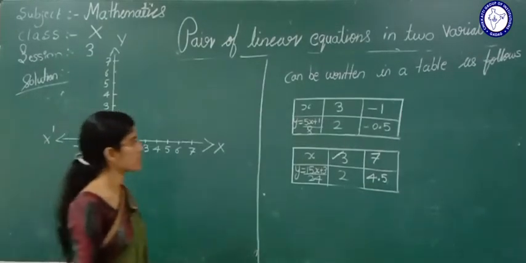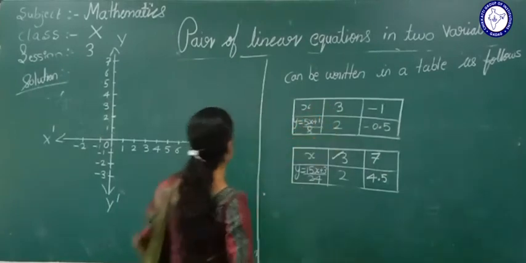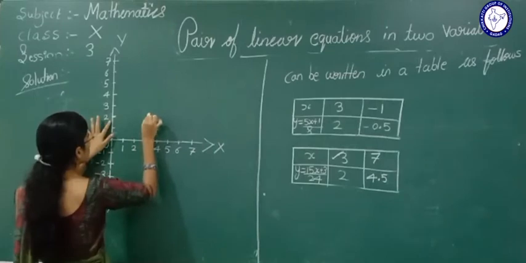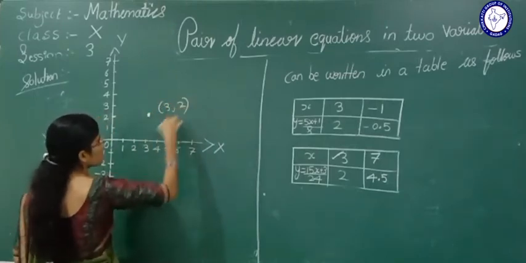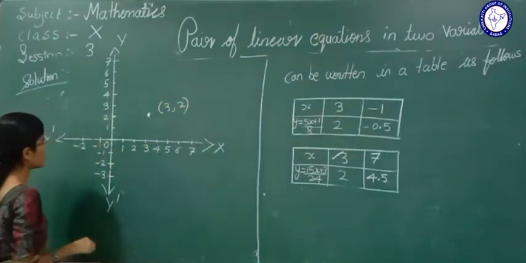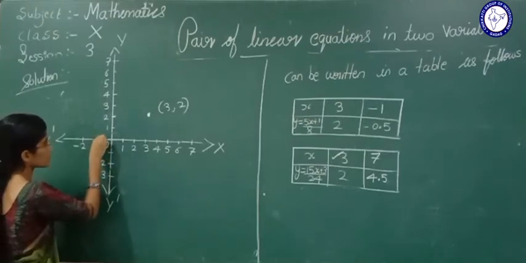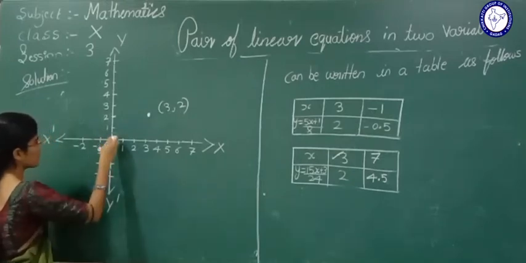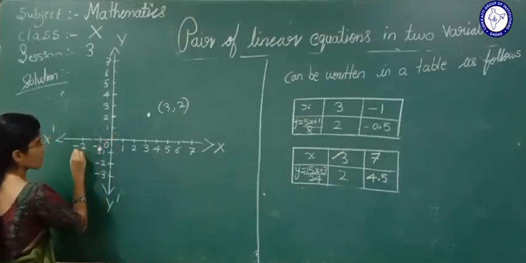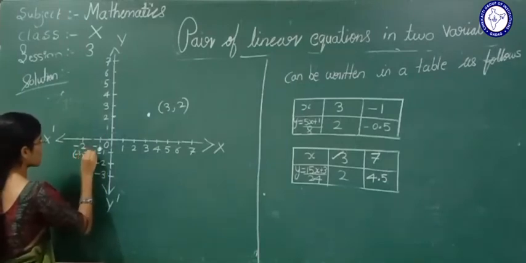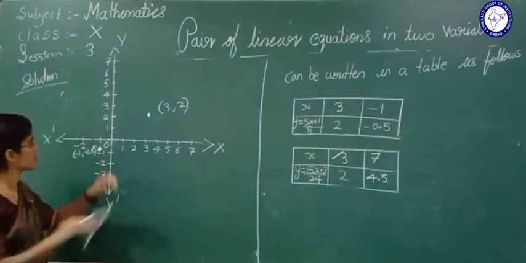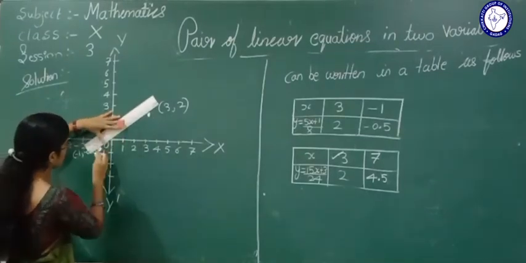So we will plot this in a graph. When x value is 3, y value is 2. It is the point (3, 2). When x value is minus 1, y value is minus 0.5. It is here: minus 1, minus 0.5. Okay, we will draw a line.